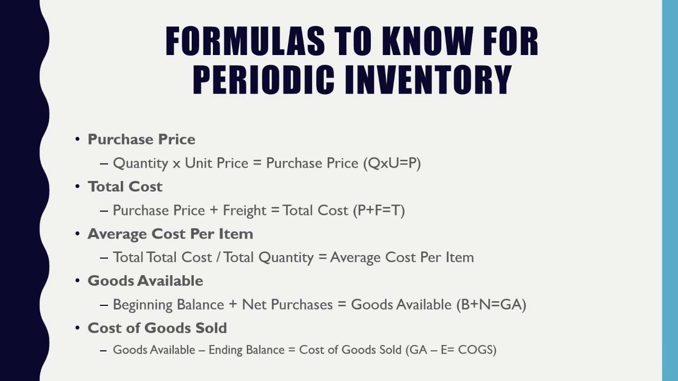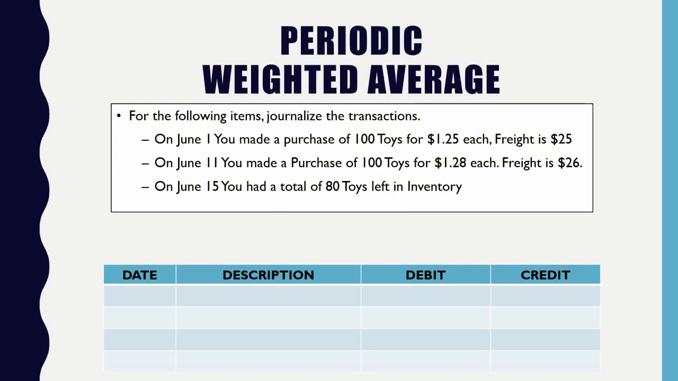So instead of pinpointing a high and a low price, we are just taking what's in the middle. We're getting an average cost in this case. And of course, the goods available and the cost of goods sold are all going to be the same formulas. The only difference here is the average cost per item. So let's go ahead and take a look at this example.